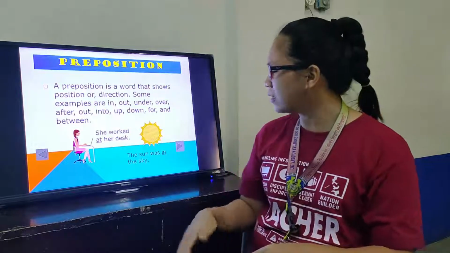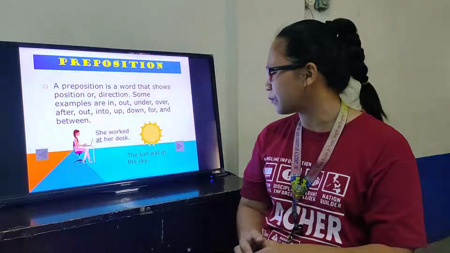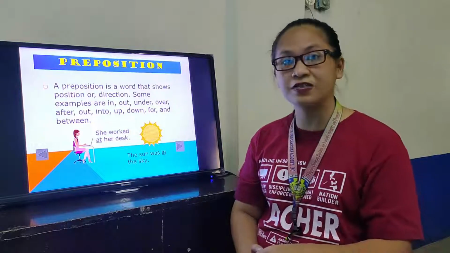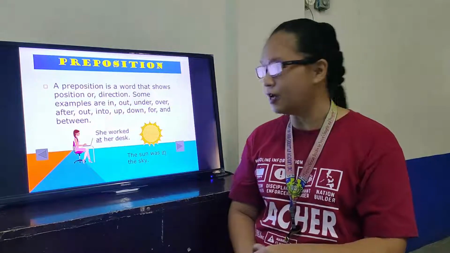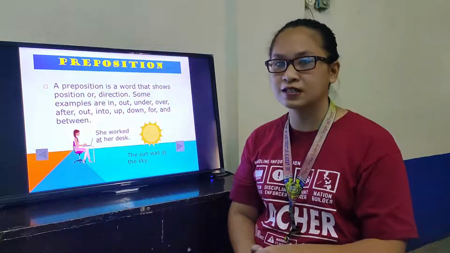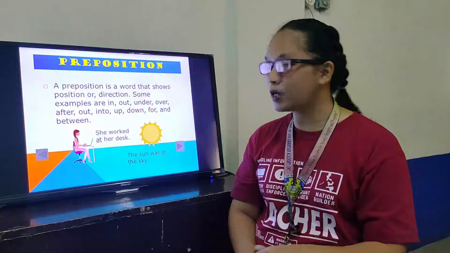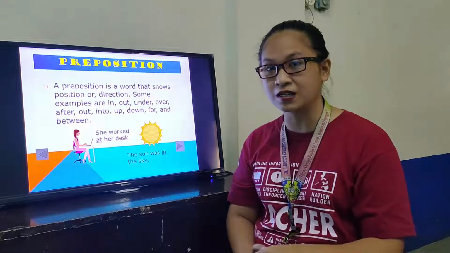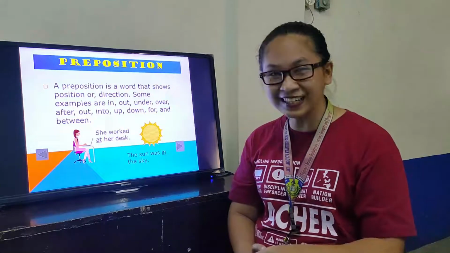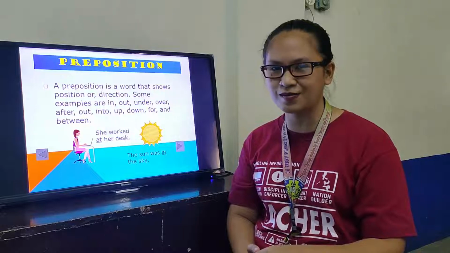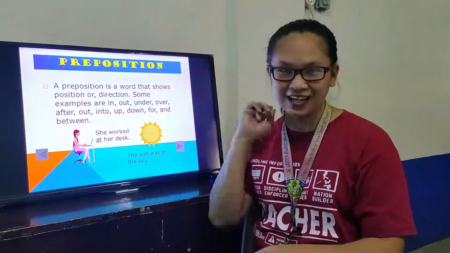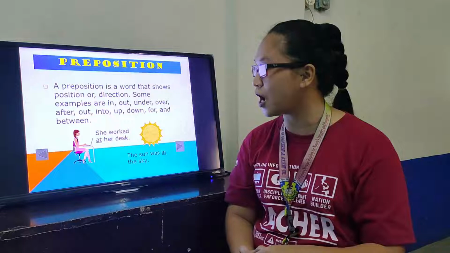Now let's have the next sentence. The sun was in the sky. Again, the sun was in the sky. What do you think is the preposition? In the sky. Where is the sun? It's in the sky. Good job. You are all smart viewers and learners.